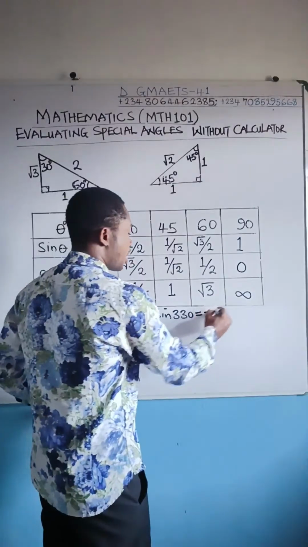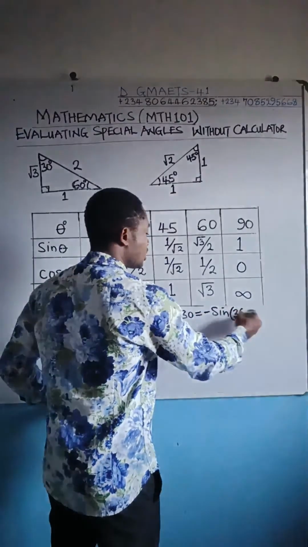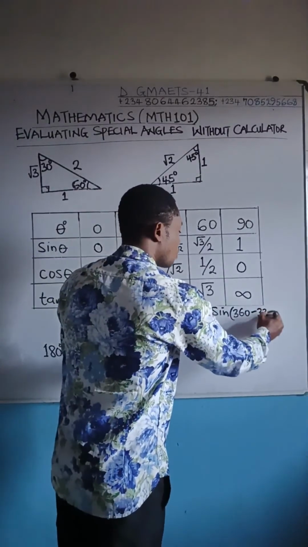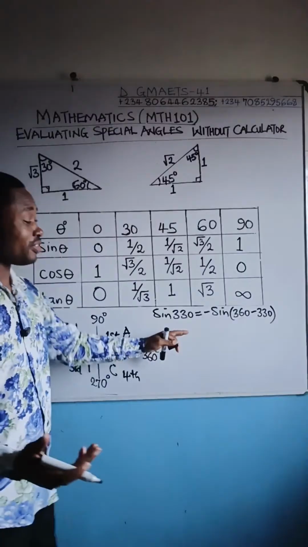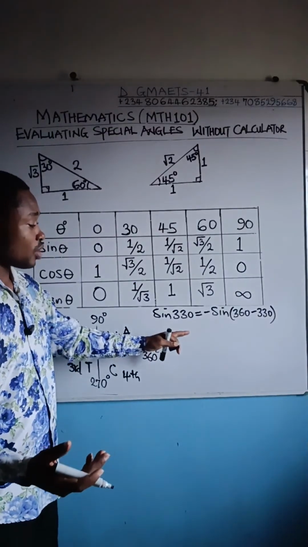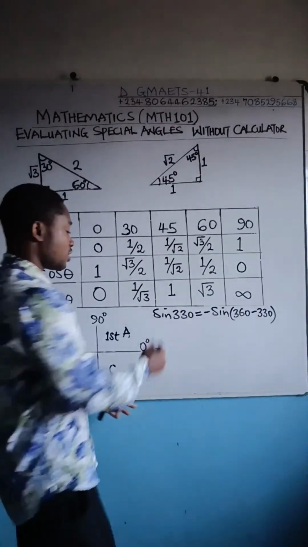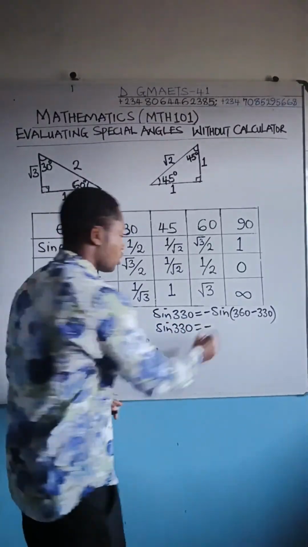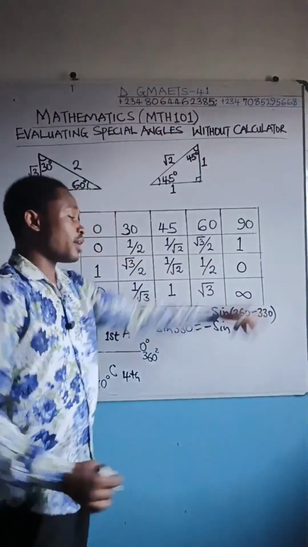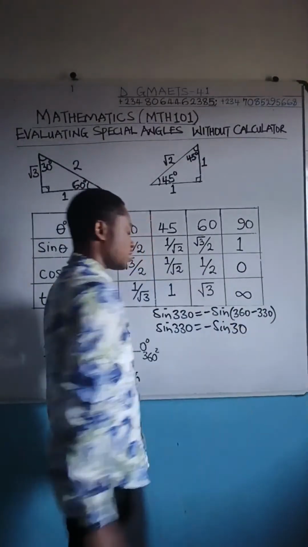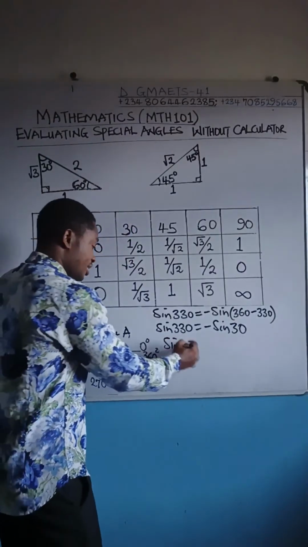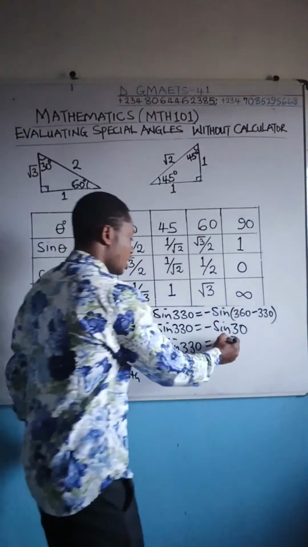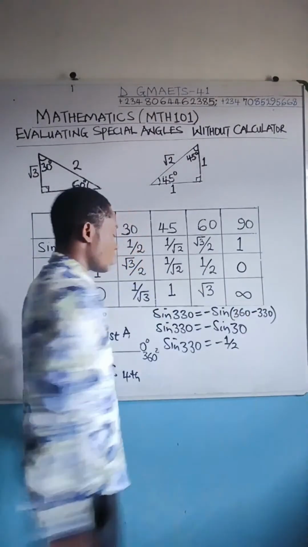That's going to be equal to minus sine 360 minus 330. Of course, that means you do the subtraction. That's the meaning of that grammar I'm using. Subtract 330 from 360. So to get the equivalent of sine 330 degrees, it will be minus sine of 360 minus 330, which will give us 30. It means that sine 330 degrees will be equal to minus sine 30, and sine 30 is 1 over 2.